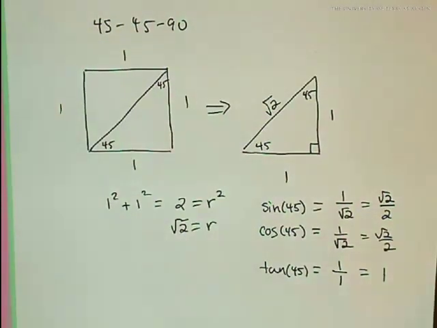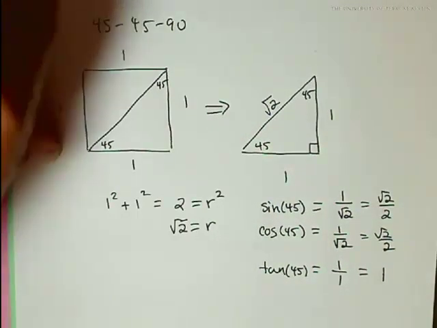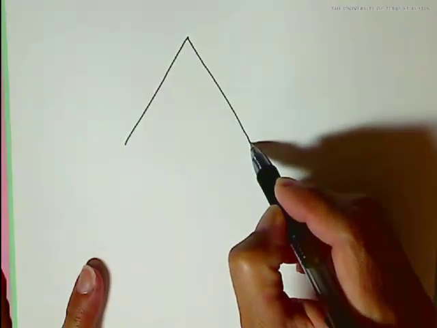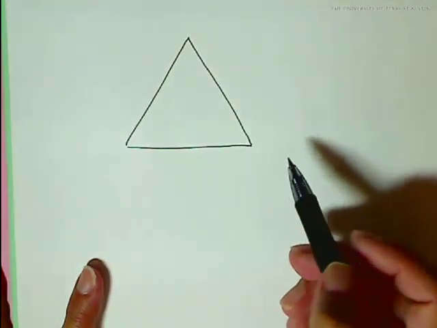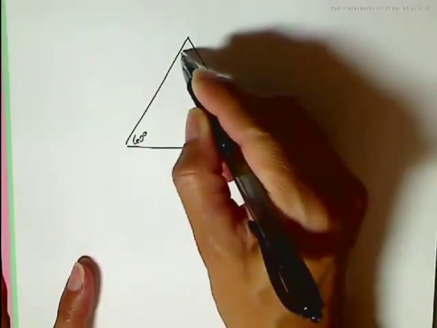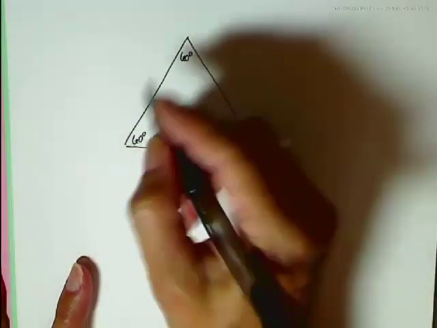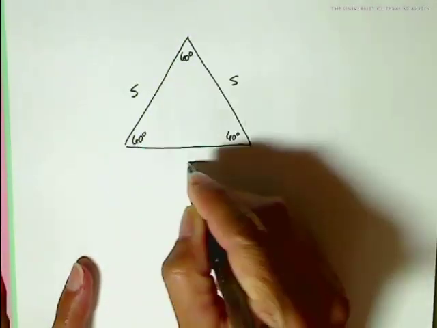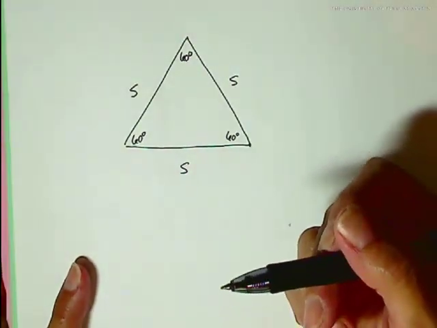All right, let's move to the 30-60-90 triangle, and we're going to start with an equilateral triangle. And what that is, that's a triangle where all three sides are the same, which means all three of my angles are the same. And if a triangle has 180 degrees, divide that by 3, each angle measures 60 degrees. Let's just say my side is of length S. Doesn't matter, it's some particular length, but it's equilateral, so they're all the same.